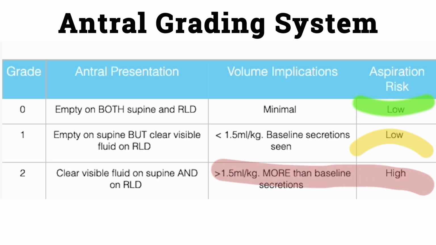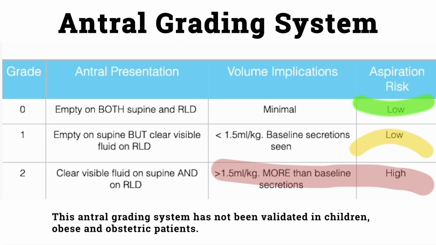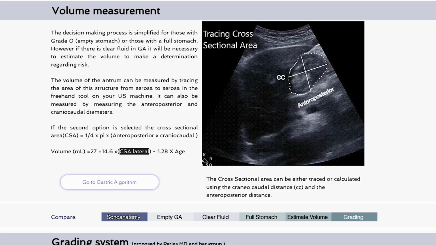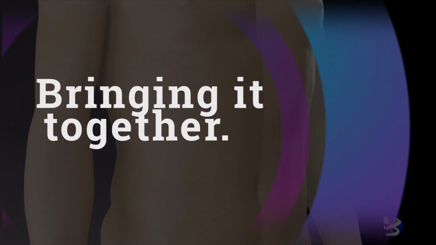As you may have noticed, in both grade 1 and 2, we may need to make further calculations to be more precise with the aspiration risk. And in these cases, we may have to estimate the gastric volume using the linear formula as mentioned above. This is so that we can have an accurate assessment of the amount of volume. If the gastric volume is estimated to be less than 1.5 mLs per kilogram, the risk is low, otherwise, the risk is high.